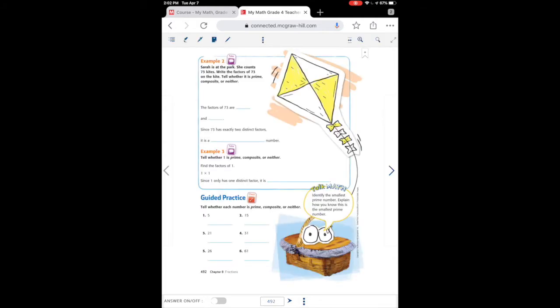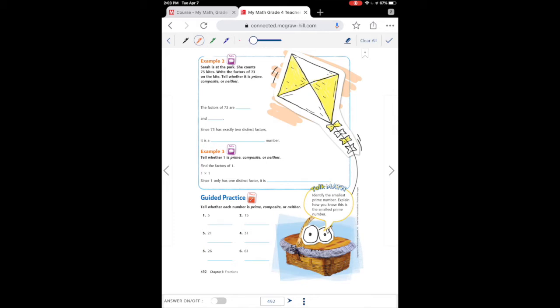492, example 2. Sarah is at the park. She counts 73 kites. Write the factors of 73 on the kite. Tell whether it is prime, composite, or neither. Okay, the factors of 73 are, well, it's giving me 2 blanks, so I know that there are only going to be 2 factors. But let's talk about why.